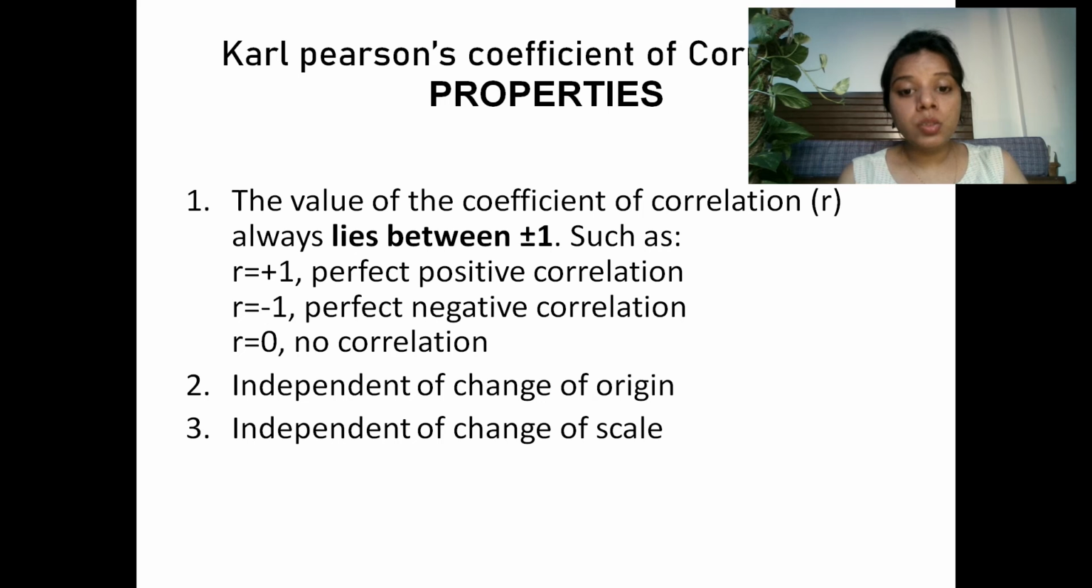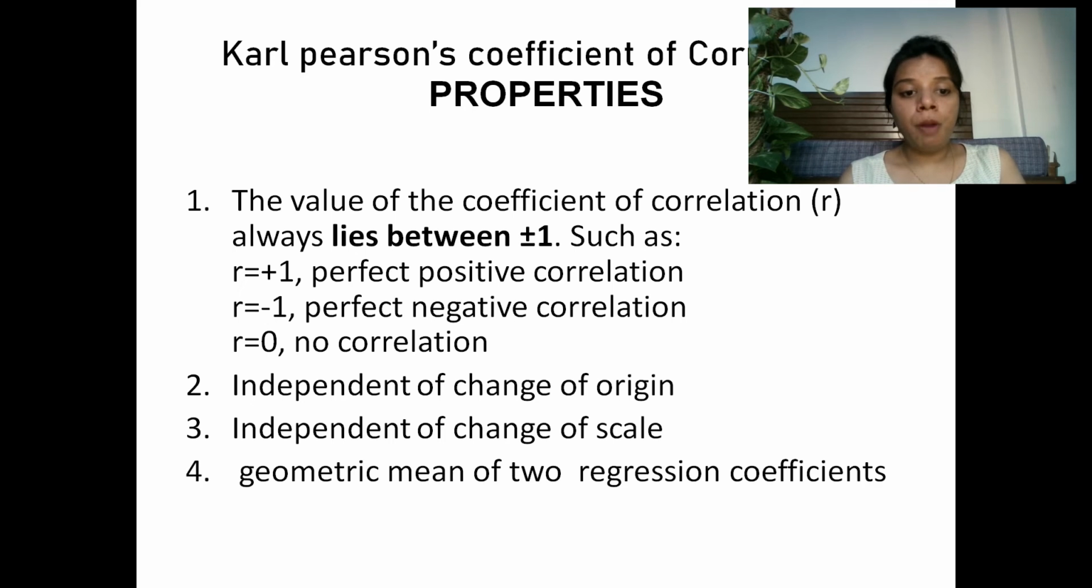The same applies with change of scale. It means whenever you are multiplying or dividing the variable x or the variable y by a constant value, you are getting the same correlation. There will be no change. That's why it is called independent of change of origin and independent of change of scale.